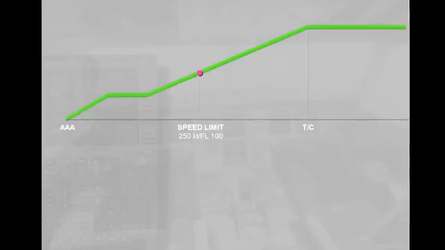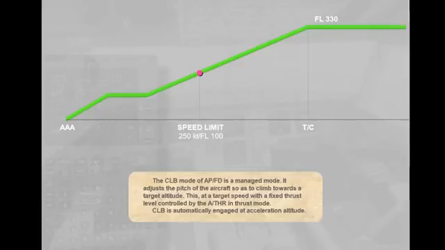The climb mode of autopilot flight director is a managed mode. It adjusts the pitch of the aircraft so as to climb towards a target altitude. This at a target speed with a fixed thrust level controlled by the autothrust in thrust mode. Climb is automatically engaged at acceleration altitude.